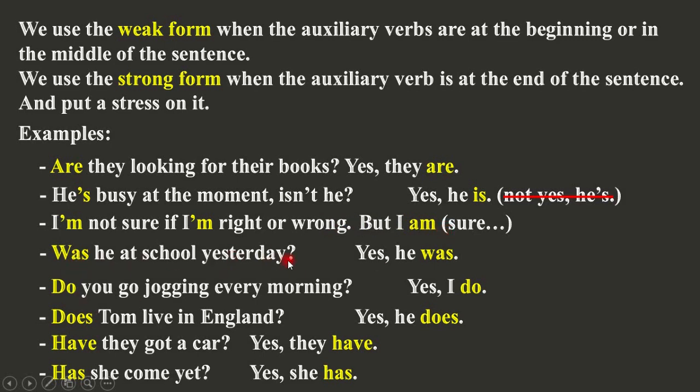Was he at school yesterday? Was he. So we link together, we pronounce was he. Was he at school yesterday? Yes, he was. So when we answer, we use the strong form, we pronounce yes, he was. Do you? So in the weak form, we pronounce der or do, it's like that. Do you go jogging every morning? Yes, I do. So we cannot pronounce yes, I do in the weak form. No, we pronounce yes, I do in the strong form.